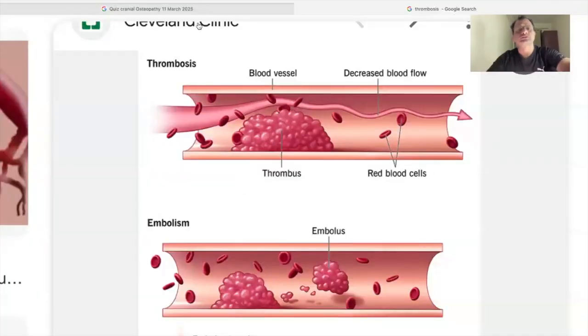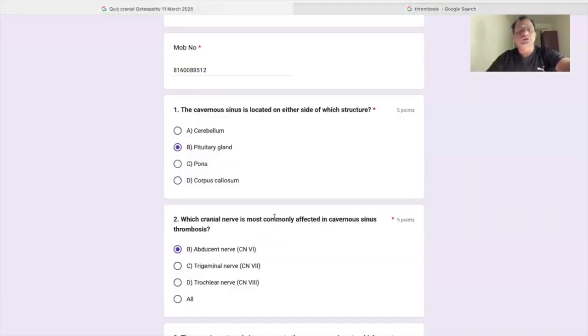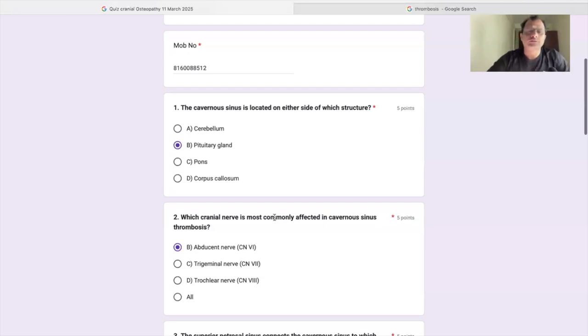So the question was, now you understood? Which cranial nerve is most commonly affected in cavernous sinus thrombosis? If there is a collection of unwanted blockages in the cavernous sinus, which nerve is getting affected? We already discussed that the third, fourth, fifth, and sixth nerves are closely related with the cavernous sinus. So in all four options, we have only the sixth nerve.